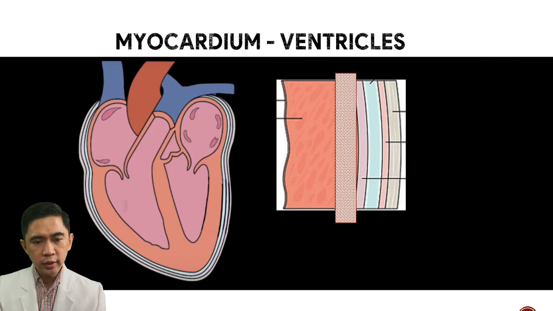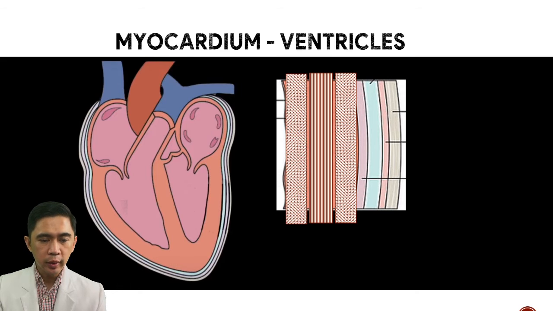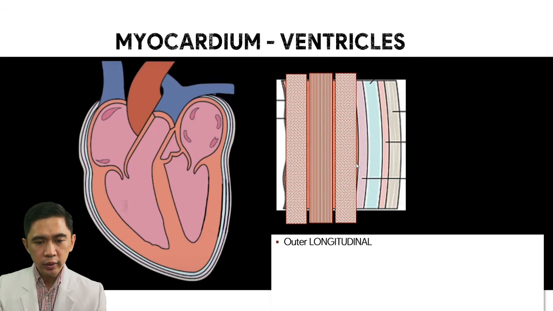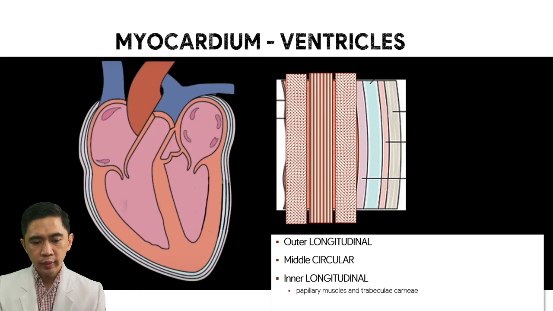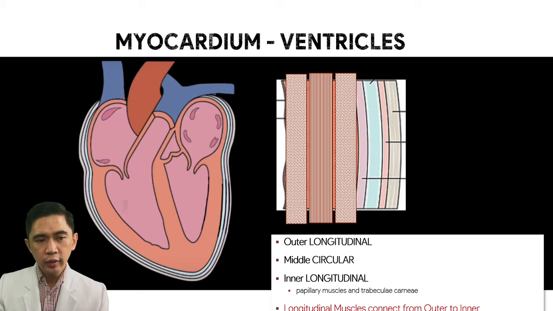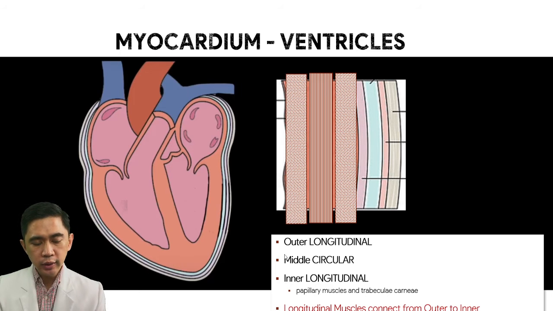Myocardium of the ventricles has three arrangement of muscles. We have the outer longitudinal, the middle circular, and the inner longitudinal. The inner longitudinal is also the one responsible for the appearance of the trabeculae carneae as seen earlier, as well as the papillary muscles.